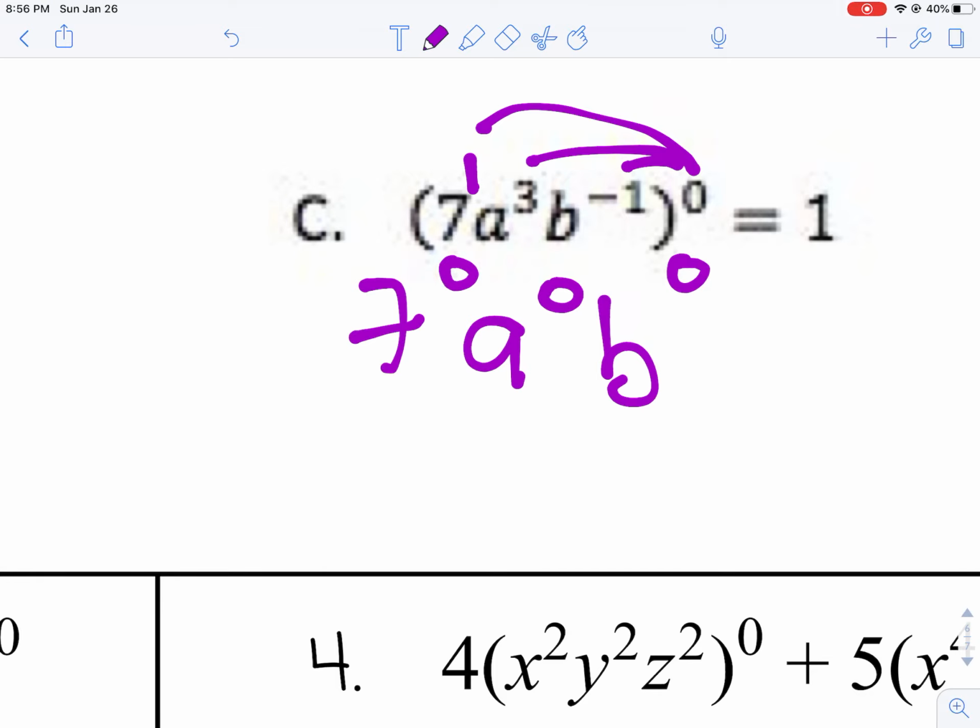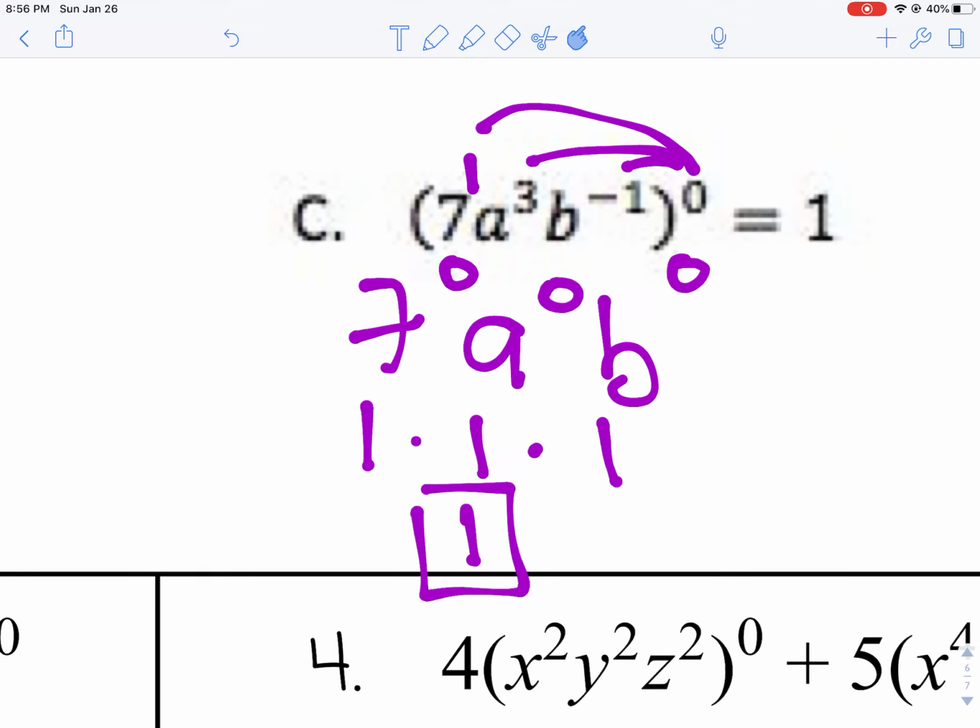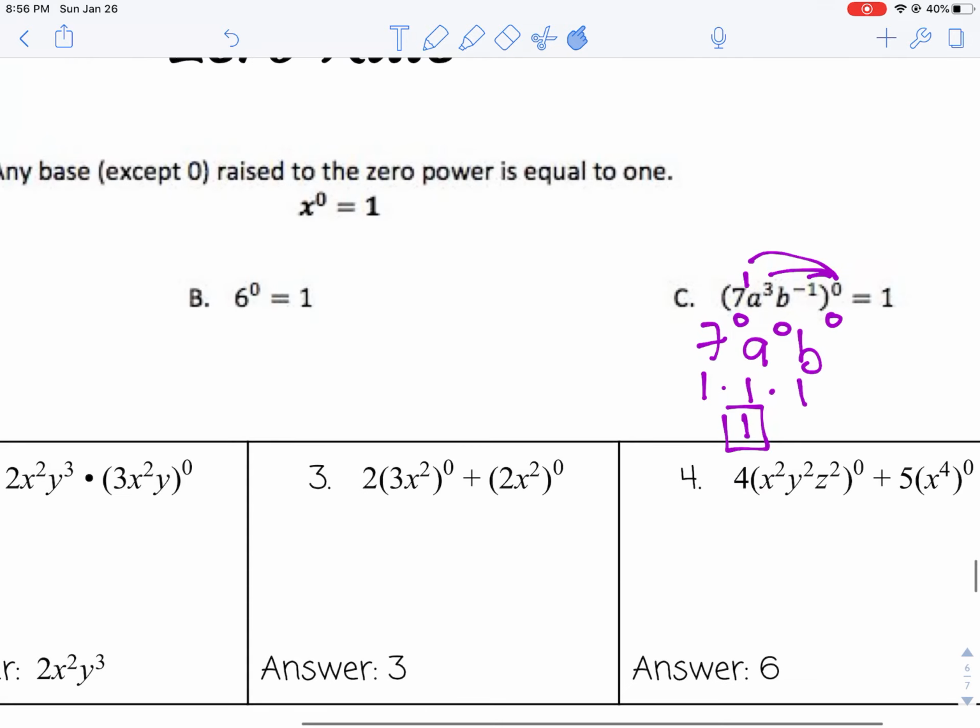They're all side by side. Nothing's in between them. So that's multiplication. And they all simplify down to 1 because they're all raised to the 0 power. And 1 times 1 times 1 is just 1. Okay, so that's why it simplifies down to 1.